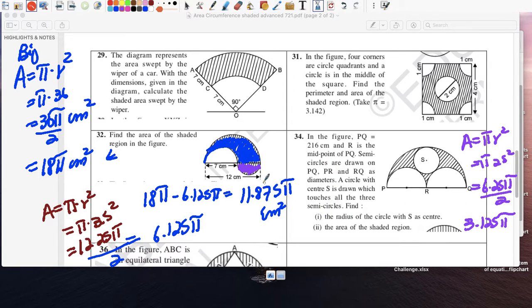So let's add the blue area and the purple area. So it's 11.875 pi plus 3.125 pi. And let's see what we get. And we get exactly 15 pi centimeters squared. And it's so much easier when you don't have to multiply by pi sometimes.